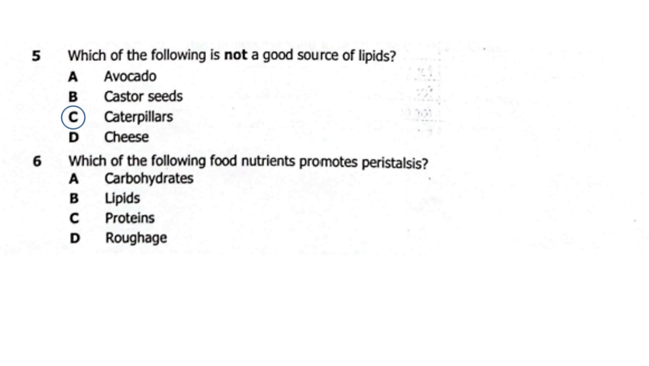Question 6. Which of the following food nutrients promotes peristalsis? A. Carbohydrates. B. Lipids. C. Proteins. D. Roughage. The correct answer here is D. Roughage.